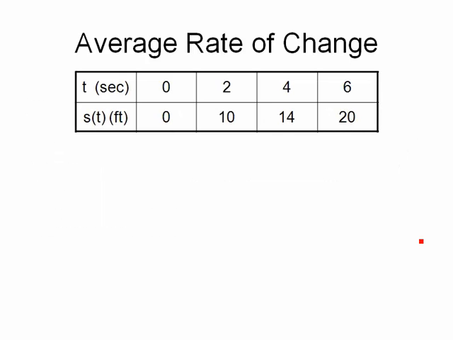So let's take a look at that change. What I have here is a table of time from 0 to 6 seconds and position, s of t, in feet, from 0 to 20. So what this means is at time 0, you were located at a position of 0 feet, and as time went on, you went from 10 feet to moving 14 feet to having moved 20 feet.